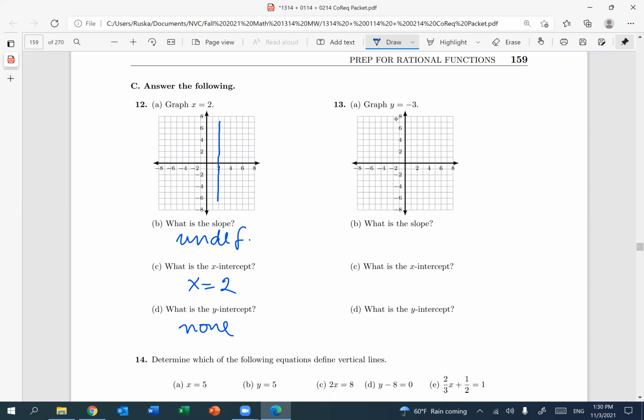Then looking at the next one, let's do 13 also. Y equals negative 3. The graph is going to be like this. It's a horizontal line going through negative 3. And what is the slope? The slope is going to be 0. No x-intercept because it's parallel to the x-axis, and the y-intercept is going to be negative 3. Okay, if you want to write the point, it's going to be 0, negative 3.